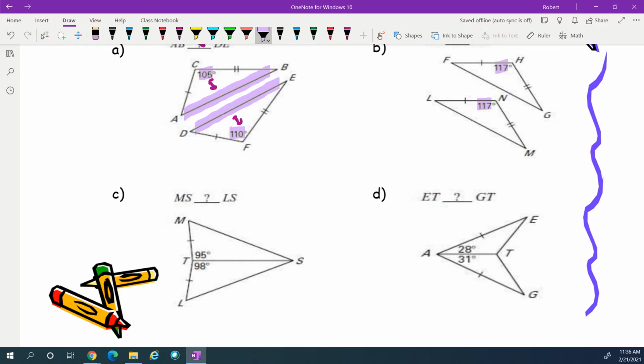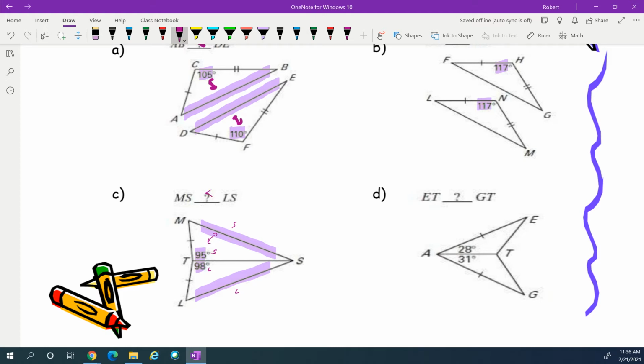Our focus is the angles and the sides opposite them. 95 is smaller, its opposite side is smaller. 98 is larger, its opposite side is larger. We can use the same idea of small, medium, and large, except we're only comparing two things, so we don't need a medium. So MS is smaller.